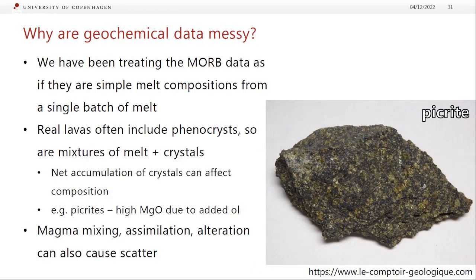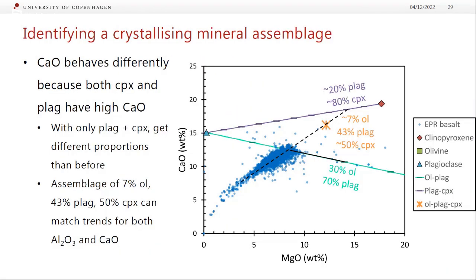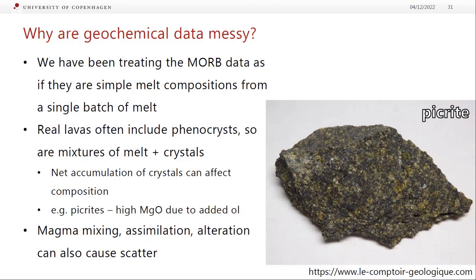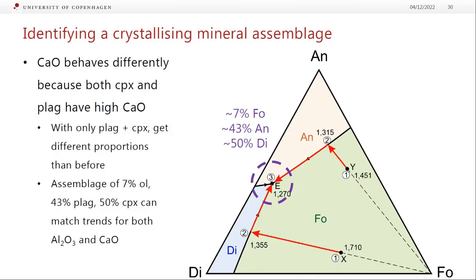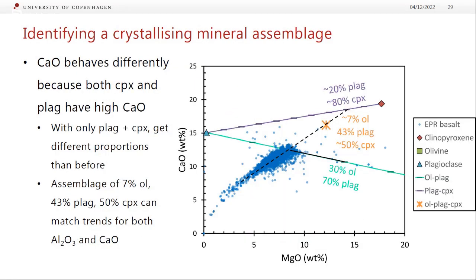Okay, oh yeah, last point. Why are geochemical data messy? I mean, so this is a big cloud, right? This is kind of a mess. We're not getting these nice straight lines like in that first diagram that I showed you. And the reason is, we've been treating all this MORB data as if this is just one batch of melt that just goes and crystallizes, and we're just removing crystals. That's when I do all these back projected lines, we're just removing crystals and nothing else.